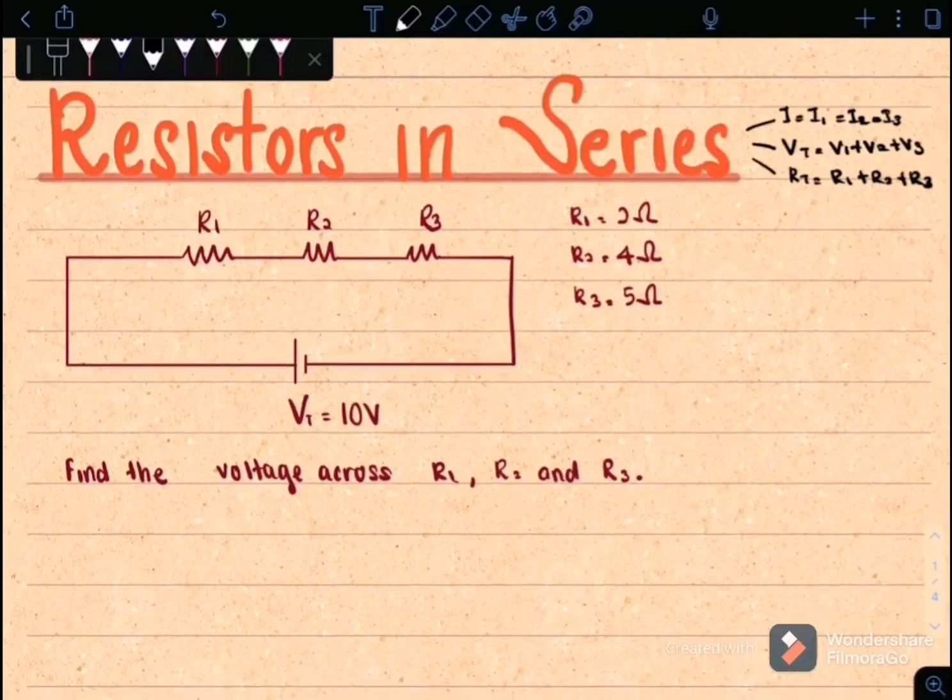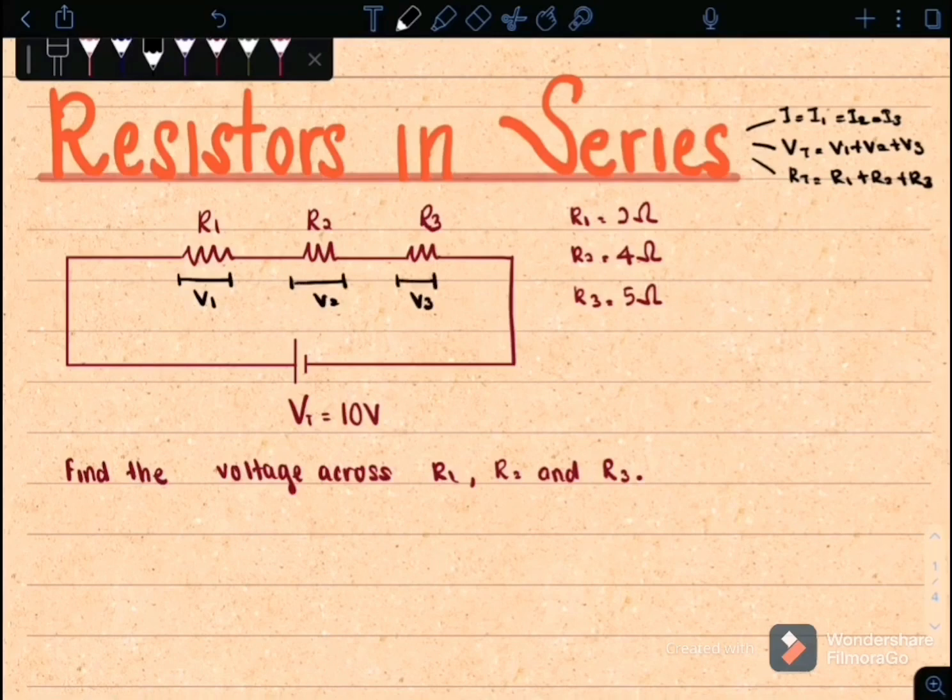So the question that we have here is we have a power supply of 10 volt, where in the circuit there are 3 resistors connected in series. Given that the value of R1 is 2 ohm, R2 is 4 ohm and R3 is 5 ohm, the question asks to find the voltage across R1, R2 and R3. So basically we are going to look for the voltage across each of the resistances, V1, V2 and also V3 here.